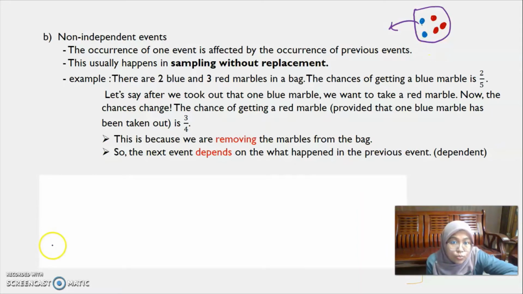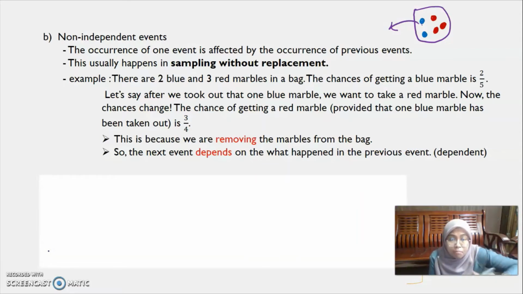This is because we are removing the marbles from the bag. So for the second trial, the total marbles in the bag is reduced to 4 marbles only. To take a red marble, the probability is 3/4. Let's say I give you another situation.